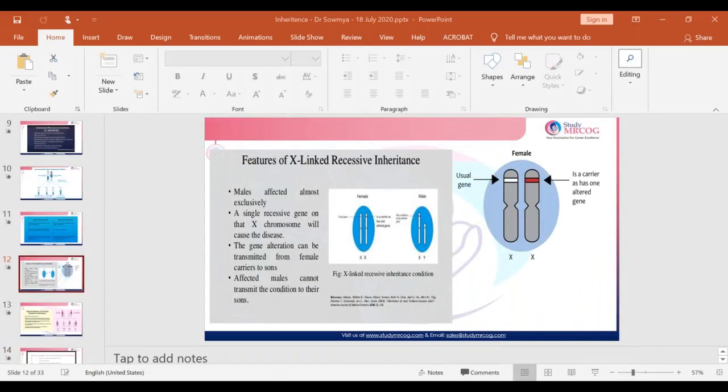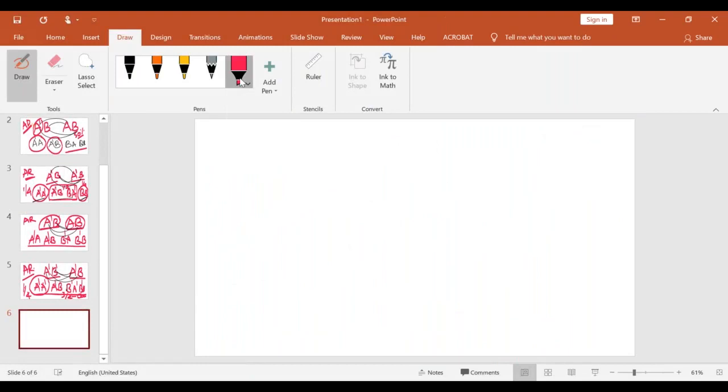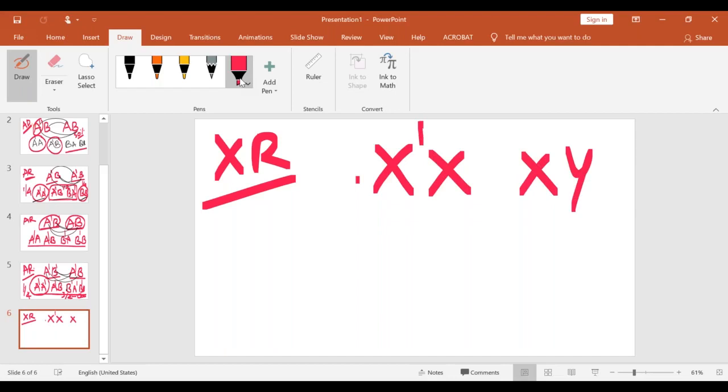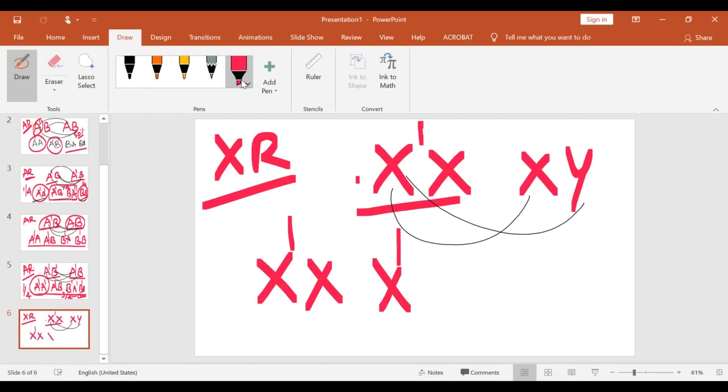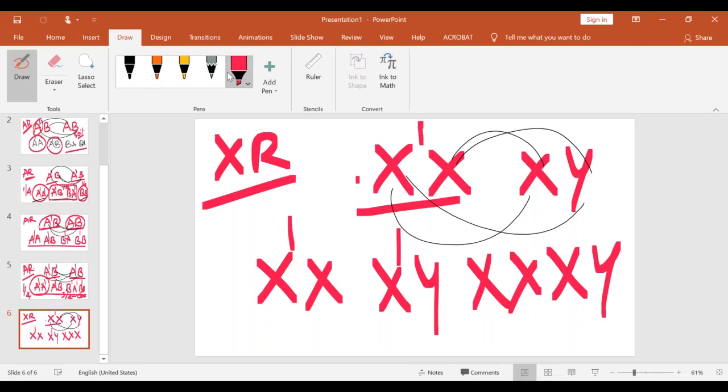to help you understand. Just remember, in X-linked recessive, if a mother has the disease and the father is normal, this mother can give the disease to the children. Let's see the permutation combination, then I'll be able to explain better. What combinations can happen? X dash X, the next would be X dash Y, the next would be XX, and the other would be XY. Overall, one girl and one boy carry the defective gene.